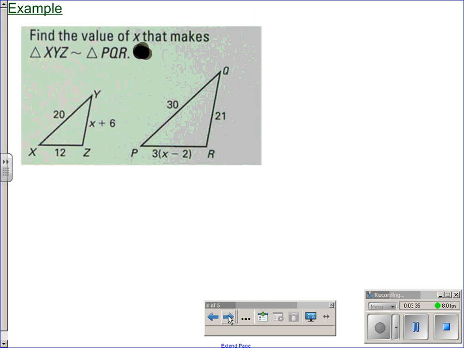All right, for this problem, it says find the value of x that makes these two triangles similar. Looking at what information you're given, you don't know any angles, but you know at least something about all three pairs of sides. So that leads us to the side-side-side similarity. Again, corresponding sides have equal proportions. So I'm going to compare these corresponding sides. Side 20 will correspond with side 30. If these triangles are going to be similar, these ratios will be equal, and that's going to be x plus 6 over its corresponding side of 21.